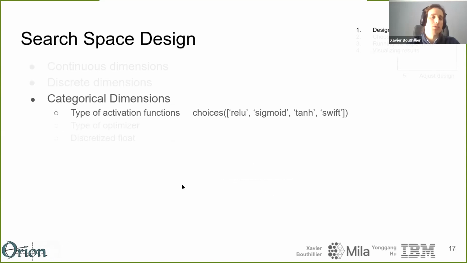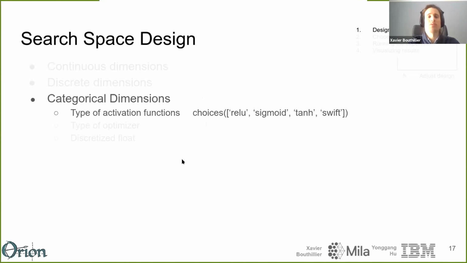So finally, the last type of dimension is the categorical ones. So there's no, let's say, ordinality between the values. It's not like ReLU is something that comes before sigmoid or whatever. It's just a random list. And so this is an example, by the way, of how you would define choices, a categorical dimension in Orion. In this example, that's the activation function that you want to choose. So it might be a ReLU, it might be a sigmoid, a tanh, Swish.